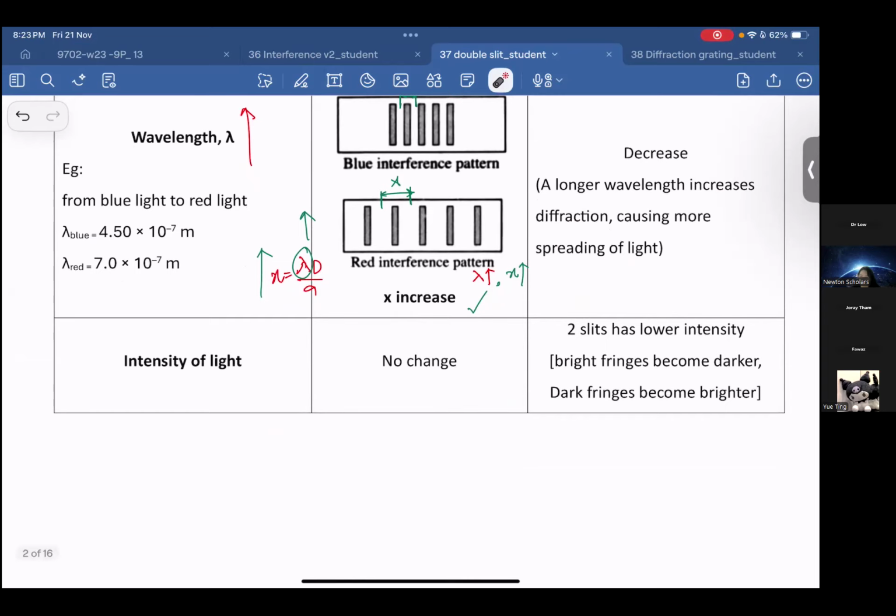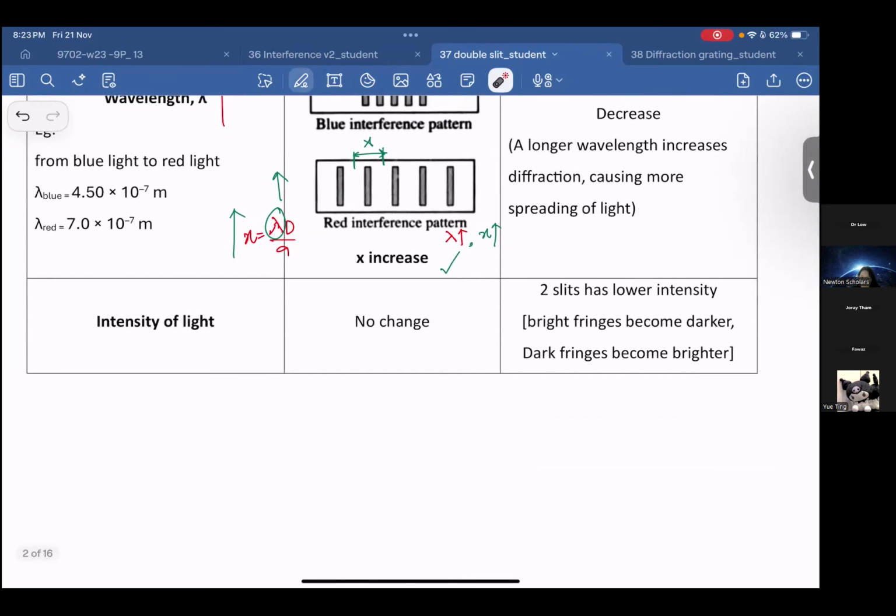Okay, for the last one, I need to make some correction. This one is wrong. Okay, make some correction. So this one, cancel out.